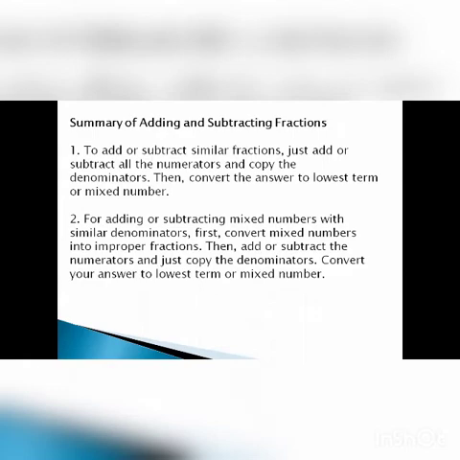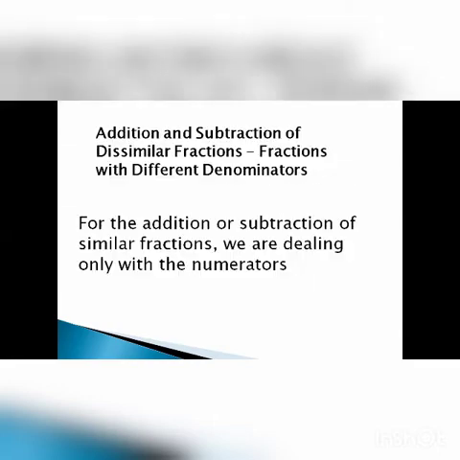Now let's have a quick review of adding and subtracting fractions. To add or subtract similar fractions or like fractions, just add or subtract all the numerators and copy the denominators. Then convert the answer to the lowest term or mixed number. For adding or subtracting mixed numbers with similar denominators, first convert the mixed numbers into improper fractions, then add or subtract the numerators and just copy the denominator. Remember, convert your answer to the lowest term or mixed number.